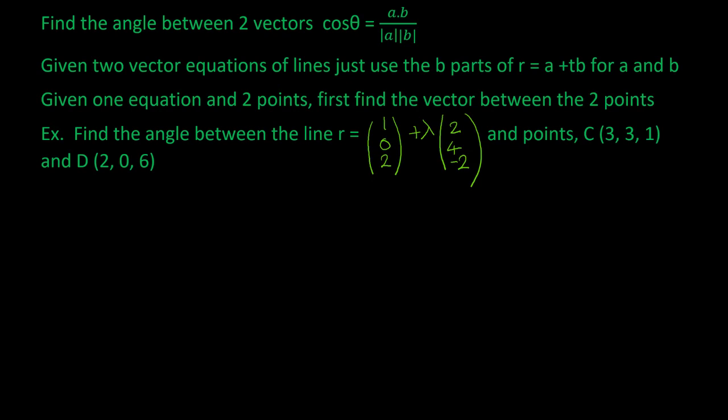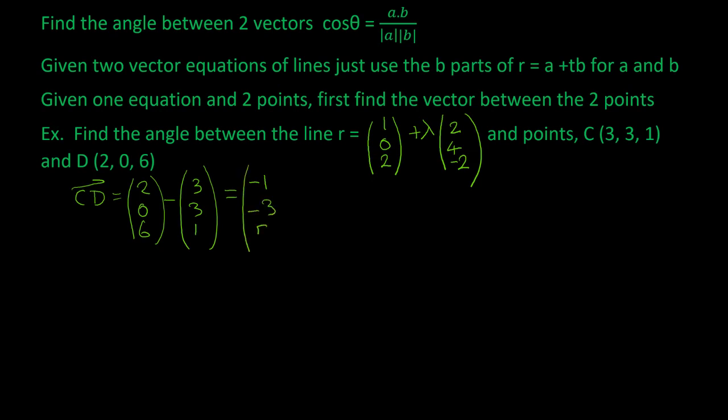So in this example, we're being asked to find the angle between the line r, as you can see here, and the points C and D. So as I said, if you've got 2 points, the first thing we've got to do is find the vector between the 2 points. So we want to find CD. So we do that by having D minus C, like so. That's going to give us minus 1, minus 3, 5.